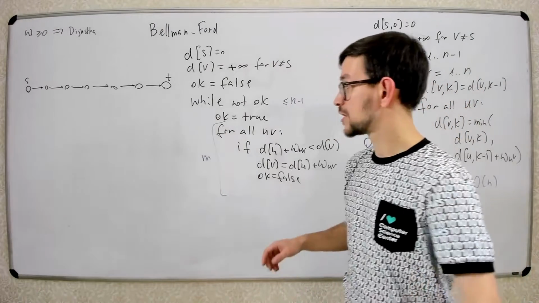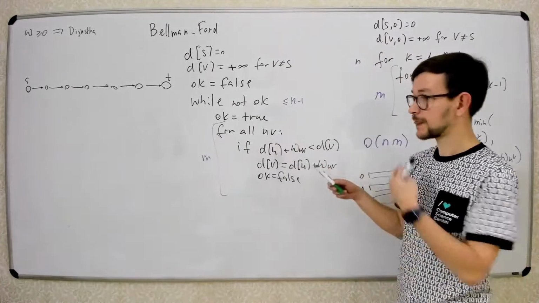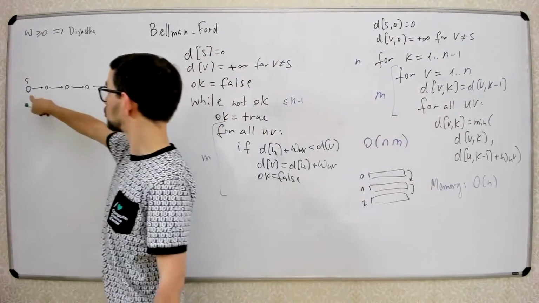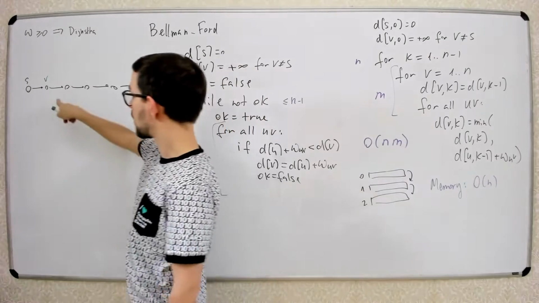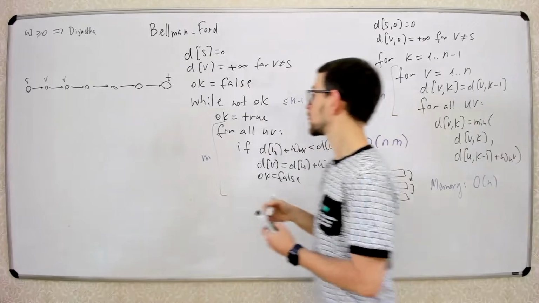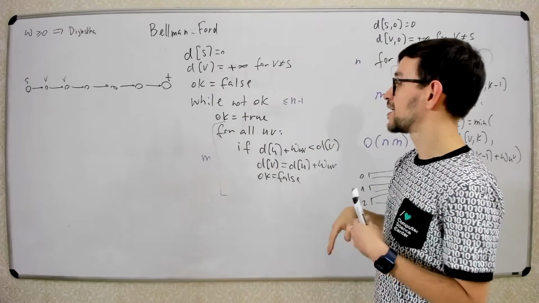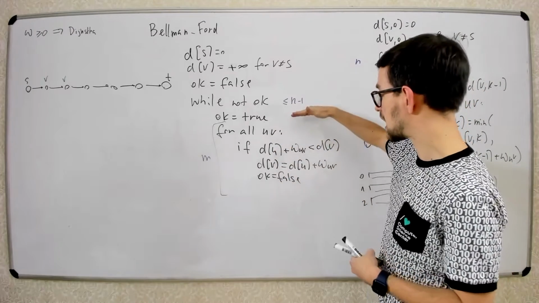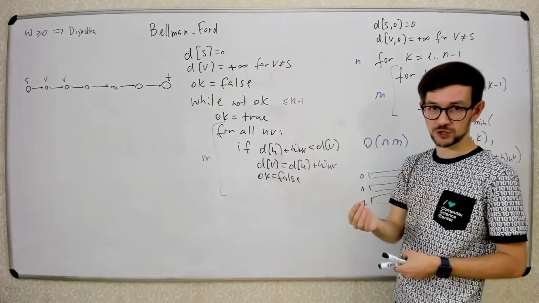Yes, if you arrange the edges from left to right and just apply this operation from left to right, then again you first apply this operation to this edge, and now you know the correct distance to this node. Then you apply the operation to this edge, now you have the correct distance to this node, and so on. So for any graph, there is a possibility that you arrange your edges in such an order so that you will calculate the correct distances here in a single iteration of this loop.